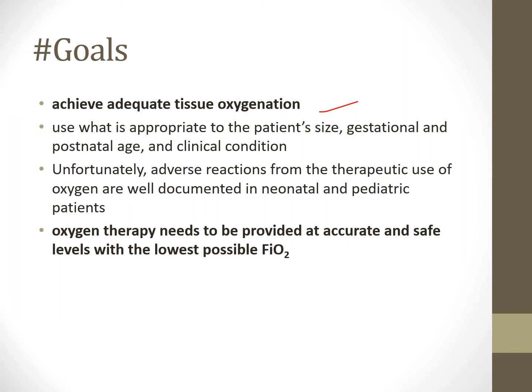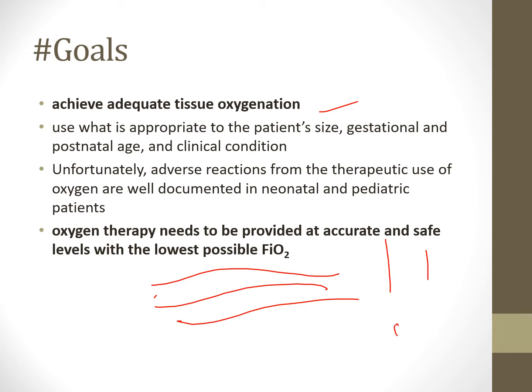But oxygen therapy, this last point here, needs to be provided at an accurate and safe level with the lowest possible FiO2. Lowest possible FiO2, right? That's not a mistake. That's why you'll see a lot of kids in the NICU on room air on a ventilator. It'll be 0.21 or 21%. Or you'll see them on a CPAP machine and they'll be on 21%. Or you'll see them on a high flow at 21%. So most of the time they just need that ventilatory assistance and not necessarily the oxygen assistance. So try to keep them on the lowest FiO2 possible that is safe for that patient.